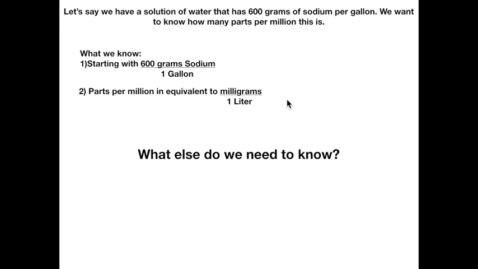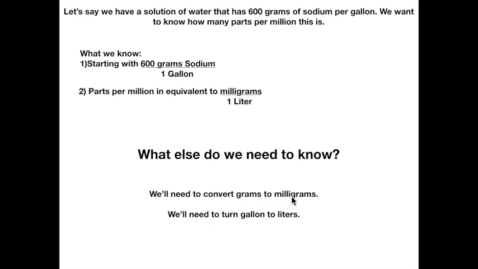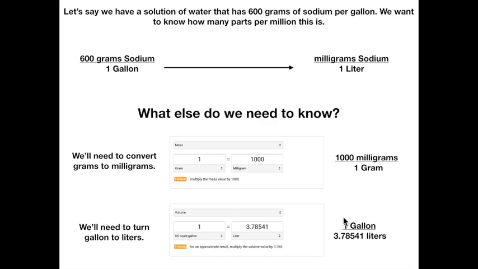So what else do we need to know in order to get to where we want to go? We want to go from 600 grams of sodium per 1 gallon, and get that to milligrams of sodium per liter. So there are going to be some intermediary steps here. What do we need to know? We need to convert grams to milligrams, as we're dealing with mass. And then we need to convert gallons to liters. That's our volume. So easy enough. All the information is at the click of a button on the internet.